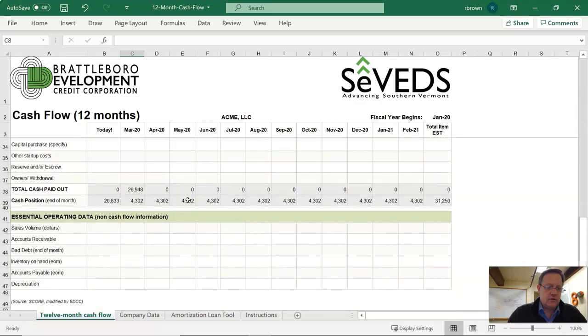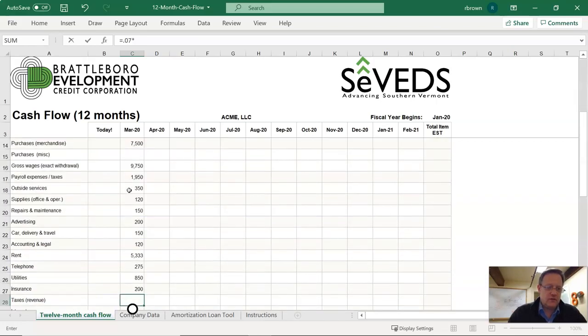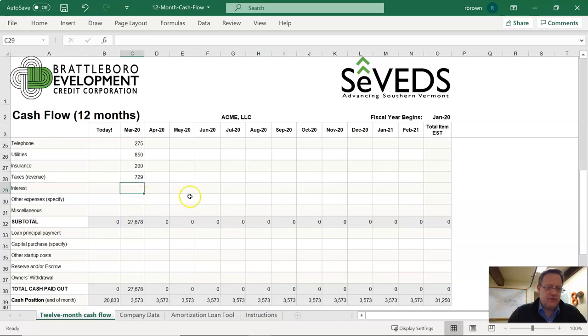What did I do? Taxes equals 0.07 times, and then I'll scroll up to revenue. Okay. Interest, we'll get to that in a minute.